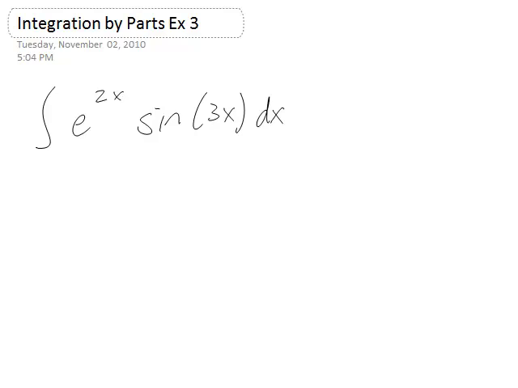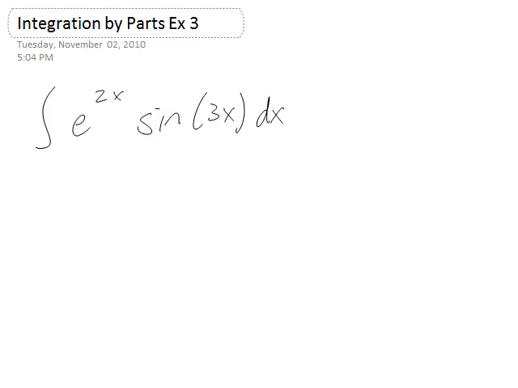Let's take a look at the integral of e to the 2x times sine of 3x dx. This is another integration by parts integral because it's an exponential function times a trigonometric function. Usually products of exponential and trigonometric functions can be done by integration by parts.